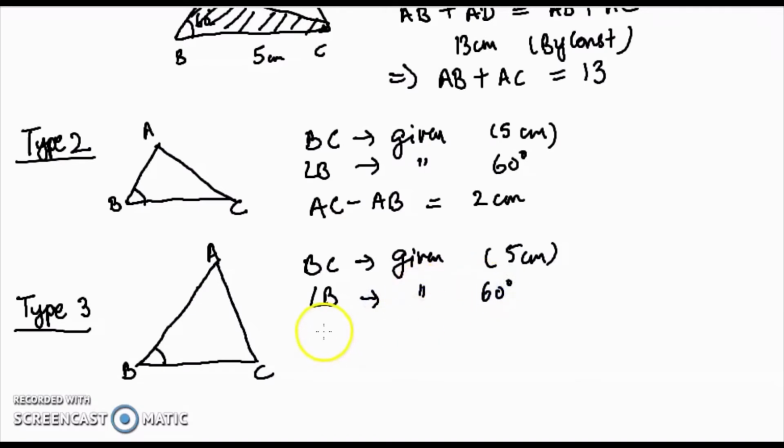Let's say again it is 60 degree. Now over here, AB minus AC is given as 2 centimeter. Now what is the difference between these two? Over here, AC minus AB is given as 2 centimeter. And over here, AB minus AC is given as 2 centimeter. That is, which base angle is given to you?